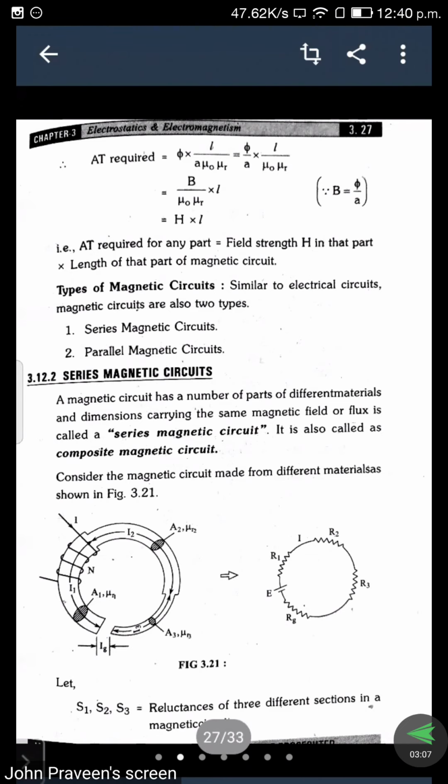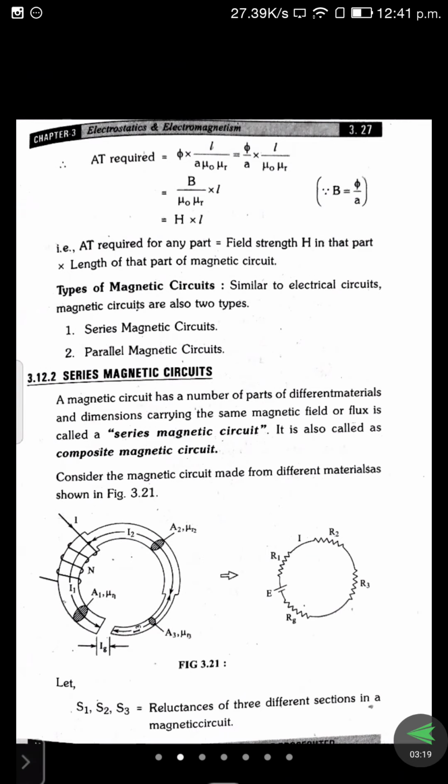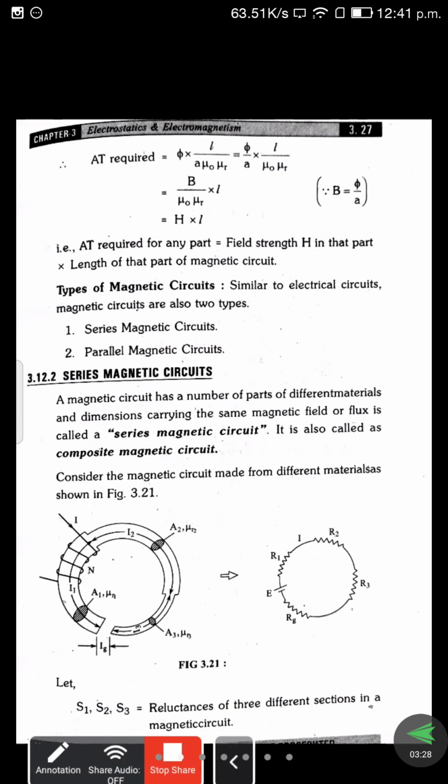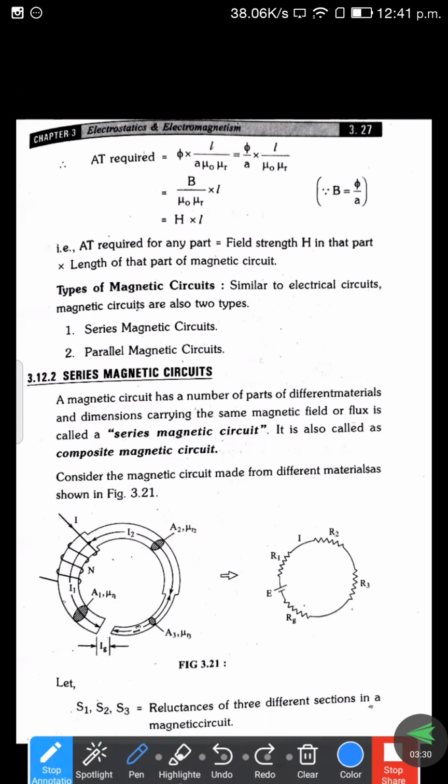So today's most important topic is the series magnetic circuit. There are two types of circuits available. One is the series magnetic circuit, the second one is the parallel magnetic circuit. Series magnetic circuit is similar to what we discussed in the previous class about resistors. You can see the same concept is used here.